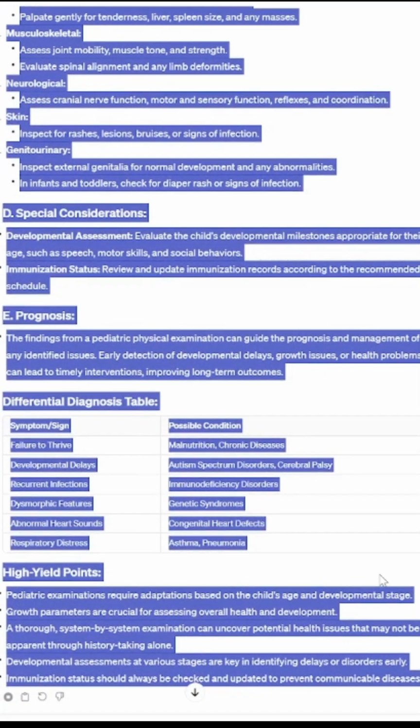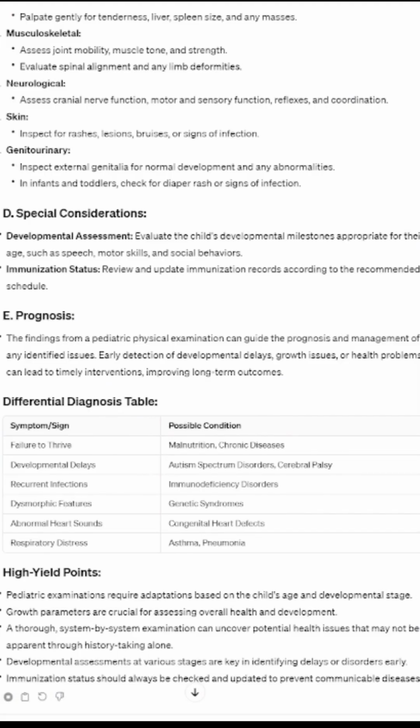5. Musculoskeletal. Assess joint mobility, muscle tone, and strength. Evaluate spinal alignment and any limb deformities. 6. Neurological. Assess cranial nerve function, motor and sensory function, and reflexes and coordination. 7. Skin. Inspect for rashes, lesions, bruises, or signs of infection. 8. Genitourinary. Inspect external genitalia for normal development and any abnormalities. In infants and toddlers, check for diaper rash or signs of infection.